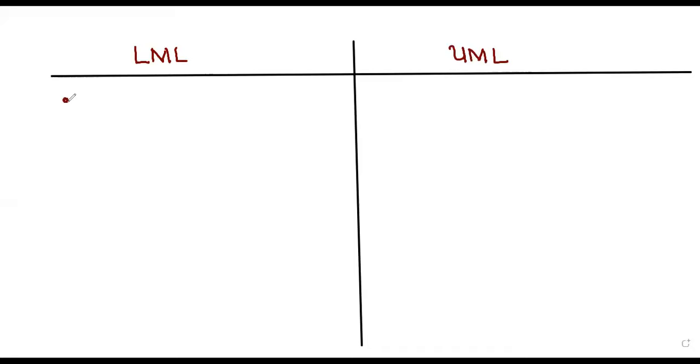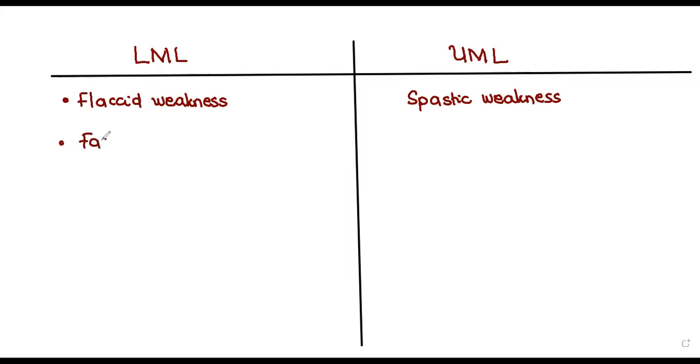So, one, the weakness will be flaccid. Flaccid weakness. Please, with respect to GBS, these are the lower motor neuron, but upper motor neuron, we know it to be spastic. Spastic weakness. Again, we know that there will be what? There may be fasciculations in lower motor neurons. Fasciculations may be present. But if the upper motor neuron is affected in a condition, fasciculations are absent.